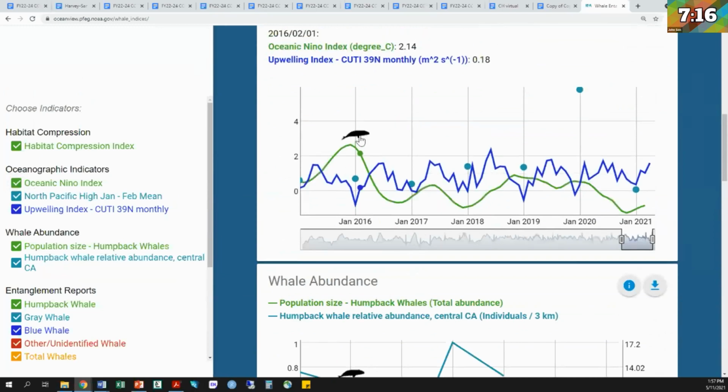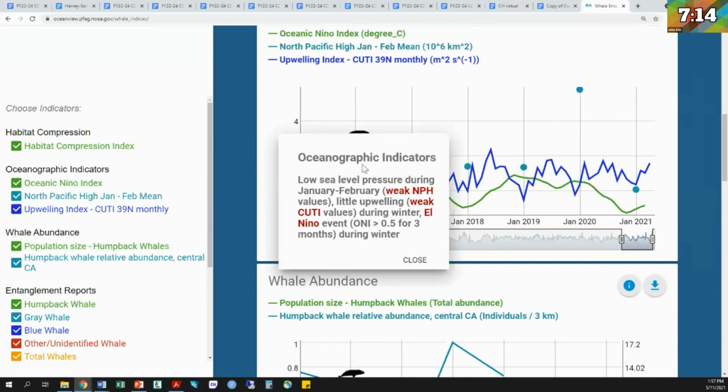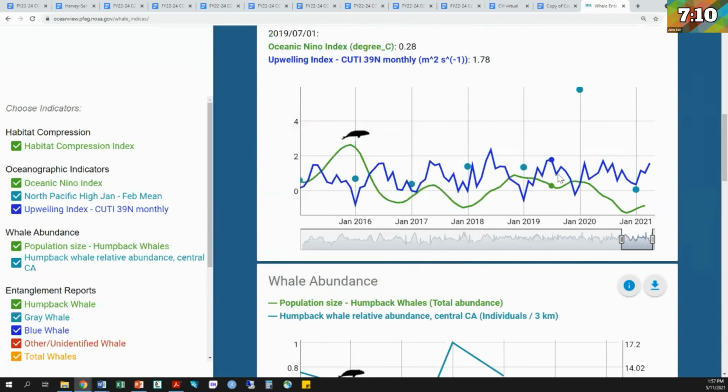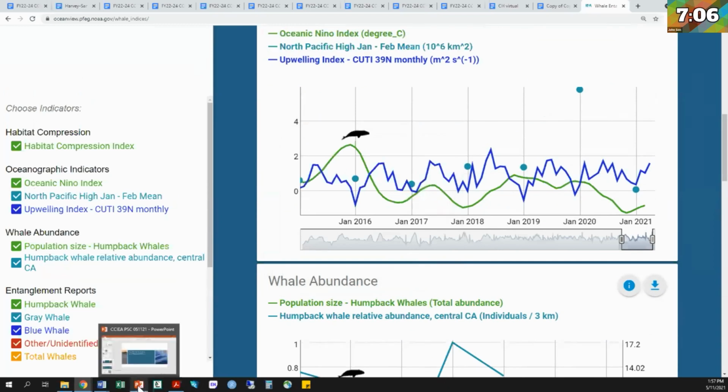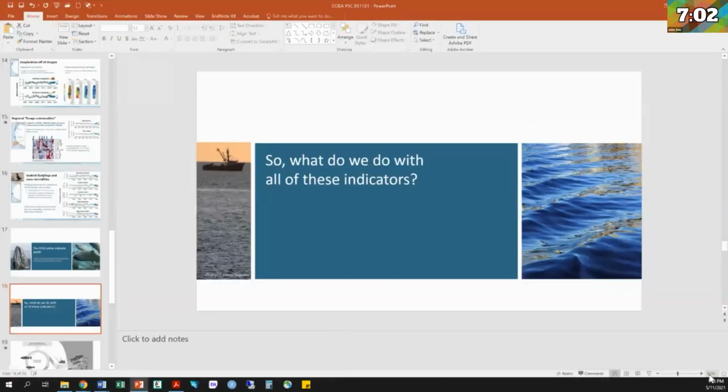And these little icons, if you hover over them and click, you'll get a little bit of information about what was going on in a particular year. So we're working toward making our website more of the destination for where people go for information on our indicators.